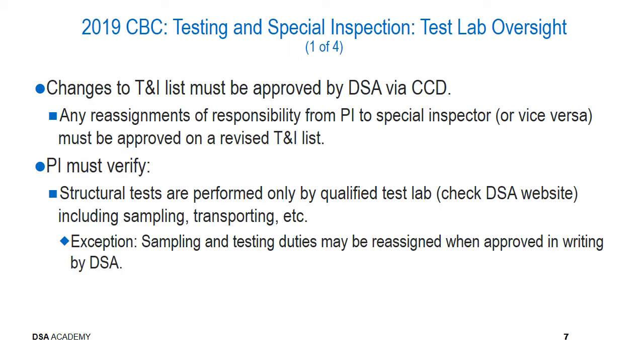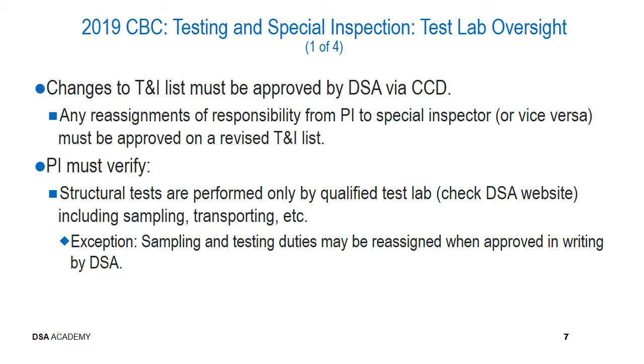Any change to the TNI list or the 103 has to be done and approved by DSA on a CCD. So they can't just mark it out on the 103 form. It actually has to be submitted to and reviewed and approved by DSA, and that would be done on a CCD once construction starts. Any reassignments of responsibility from the project inspector to a special inspector, or vice versa, has to be approved on a revised TNI list or the 103.